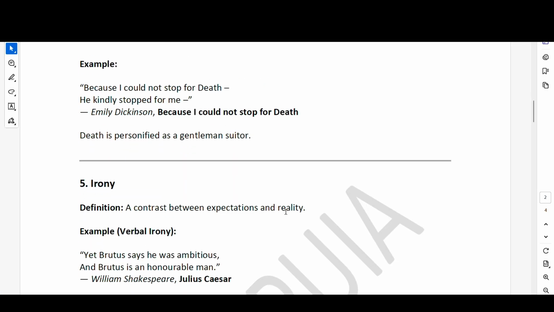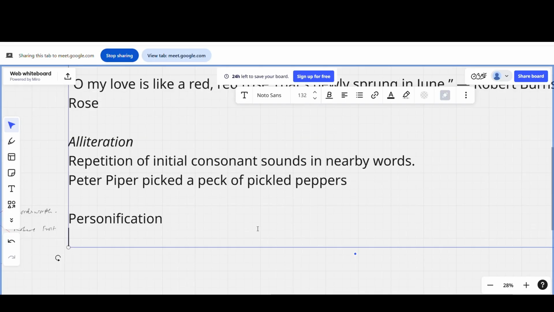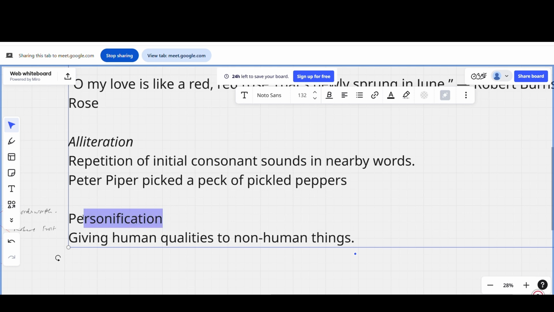So the definition is giving human qualities to non-human things. Something that is not human, but you are still treating as if it is a human. That depends on the author. For example, if grasses speak to you, you can treat them as human beings in your poem. If vehicles, like cars and buses, speak to you like a human being, you can express them that way. That's totally up to you. That's personification. I hope you get it.